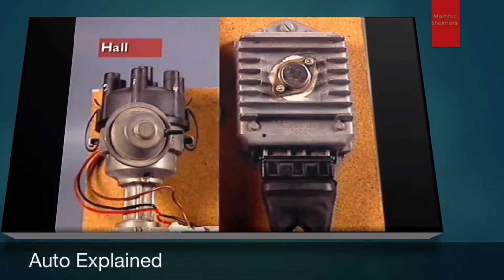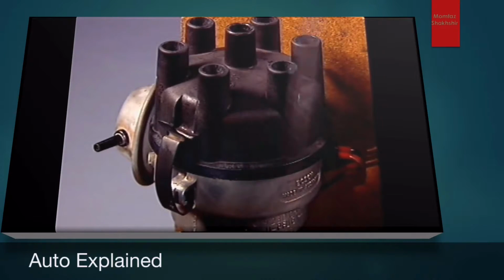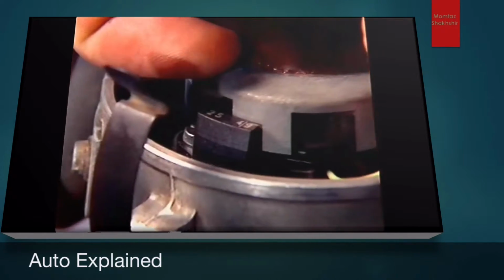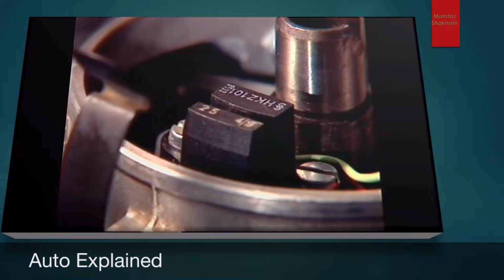In electronic ignition systems, the contact breaker is eliminated and switching and triggering of the primary circuit is carried out electronically. In Hall effect systems, a Hall effect generator can be located inside the distributor to signal an electronic control unit to turn the primary circuit on and off.